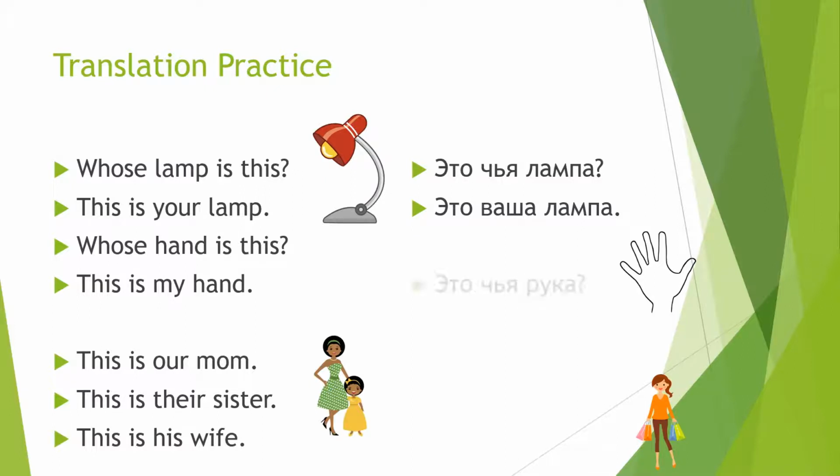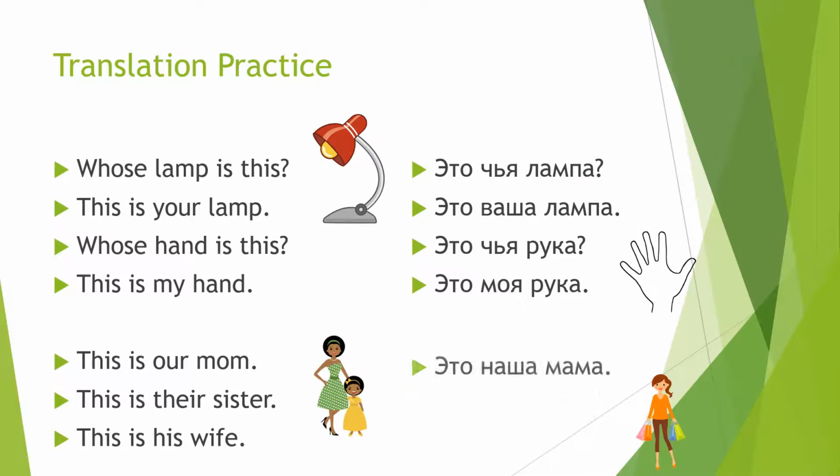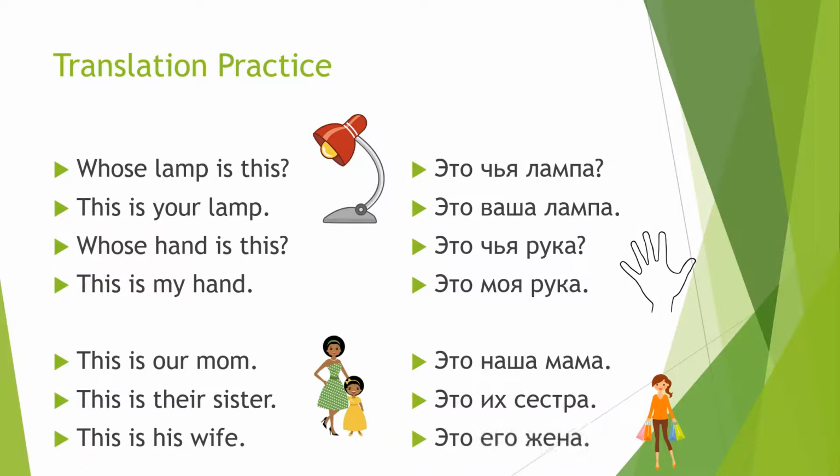Whose hand is this? Это чья рука? This is my hand. Это моя рука. This is our mom. Это наша мама. This is their sister. Это их сестра. This is his wife. Это его жена.